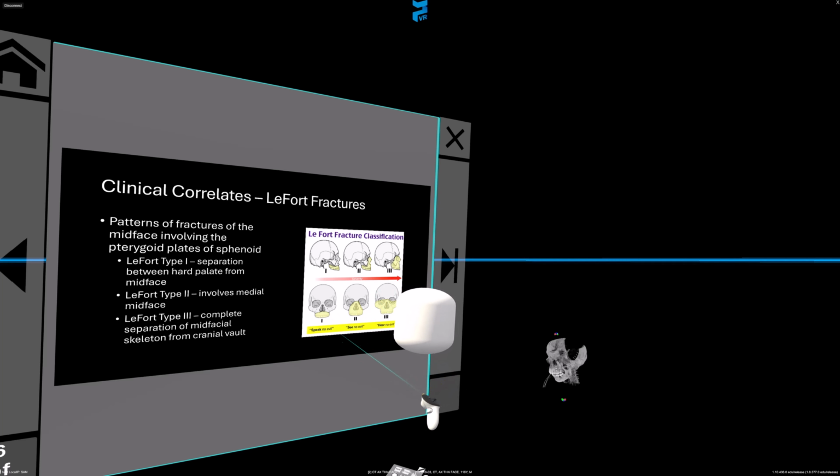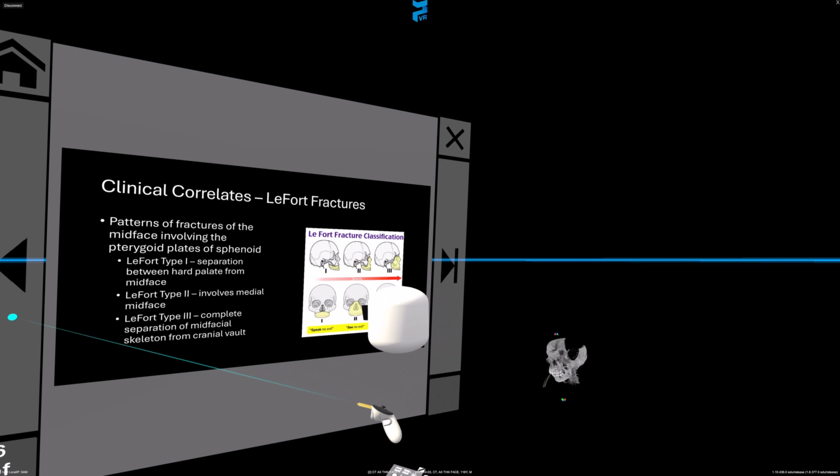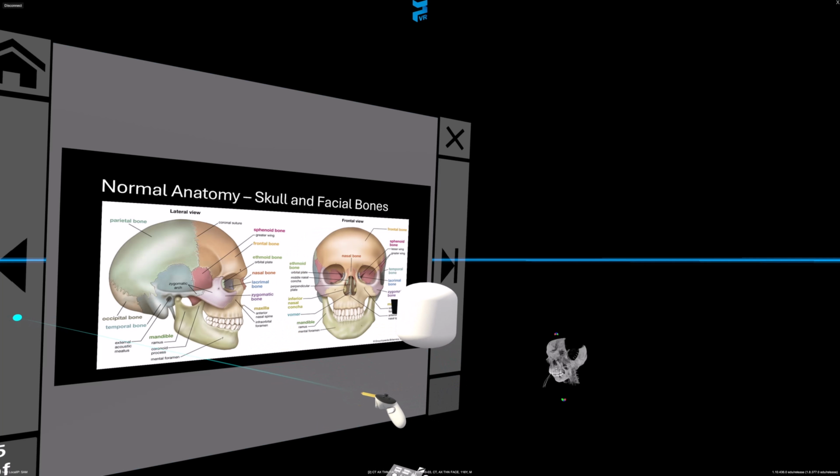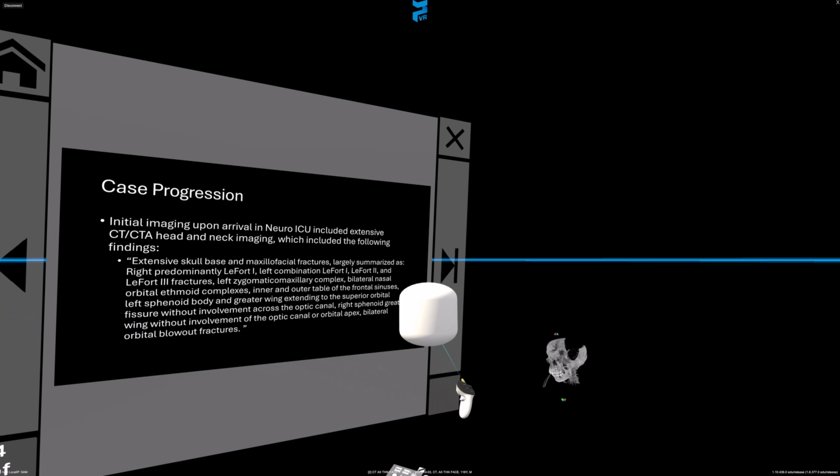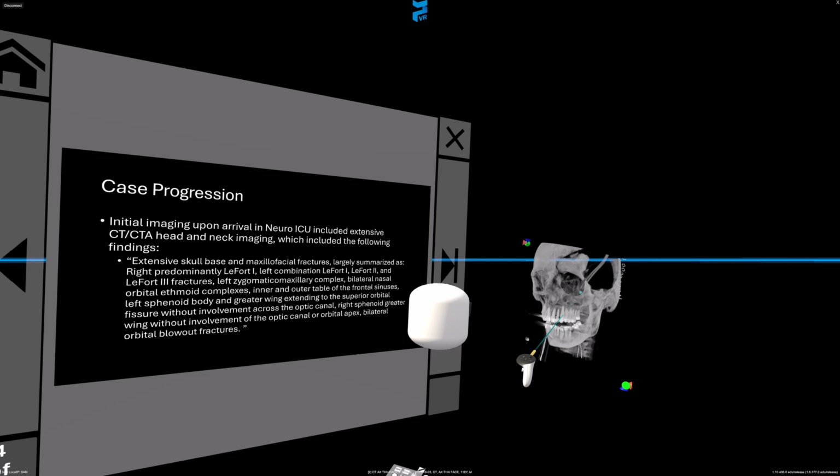And this little mnemonic at the bottom I thought was just kind of cool. Speak no evil for Lefort 1. See no evil for Lefort 2, and hear no evil for Lefort 3, referring to the degree of extension of each of those fractures. Now, at this point, I'm going to go back to the case progression and the normal anatomy to be able to better visualize the patient's scans right here.